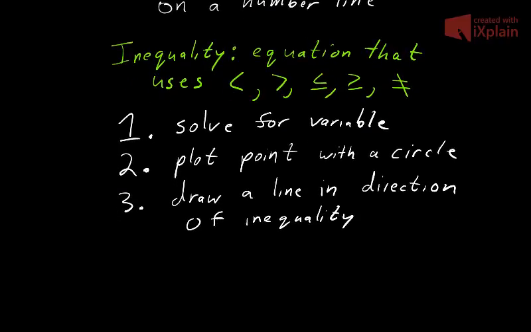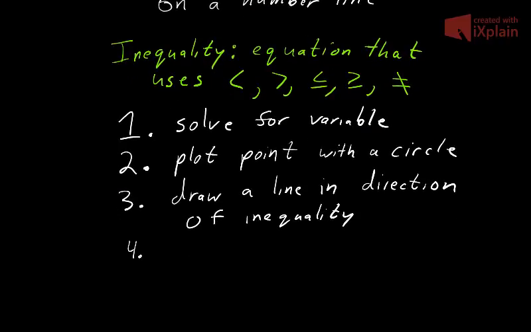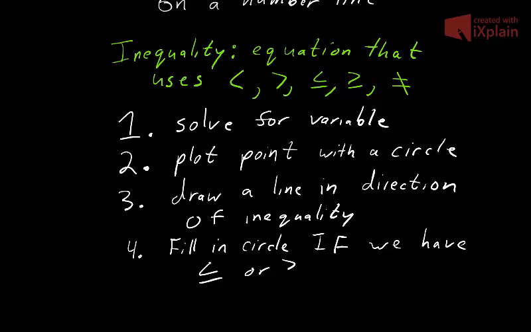And my fourth step is going to be to fill in the circle if we have either less than or equal to or greater than or equal to. So if there's an equal to sign there, then we're going to fill in the circle. I know that's kind of a lot all at once and we haven't seen how it's done yet, but I just want to make sure we have this in our notes. We'll refer back to this as we do a couple practice problems.